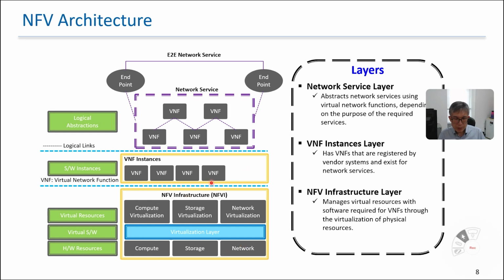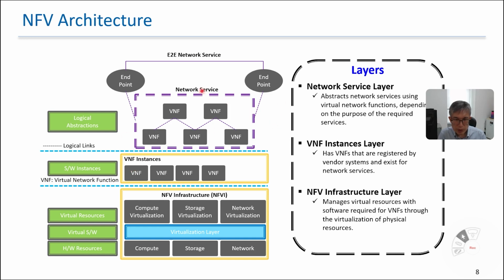Basically, NFV manages hardware resources such as compute node, storage node, and network node. Those hardware resources are virtualized by virtualization layers such as a hypervisor into compute virtualization node, storage virtualization node, and network virtualization node. Okay, so those are kind of Lego blocks to make network functions like a virtual network function, VNF. So VNF is mapped with network services.